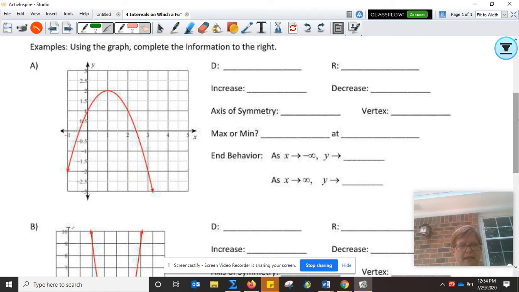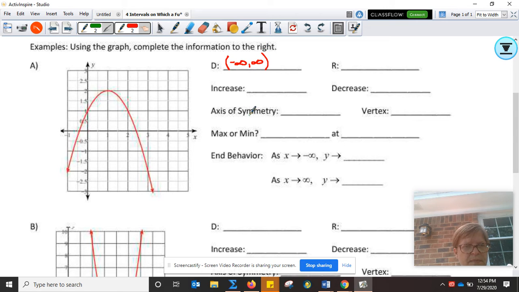Okay. The domain. The domain is your x values. So right here, let's look at our domain. Okay, these arrows tell us it keeps going. So your domain is going to be negative infinity to infinity.